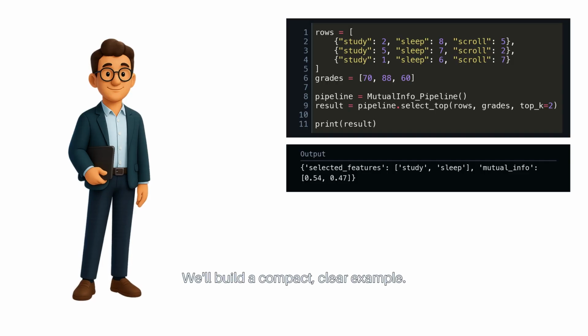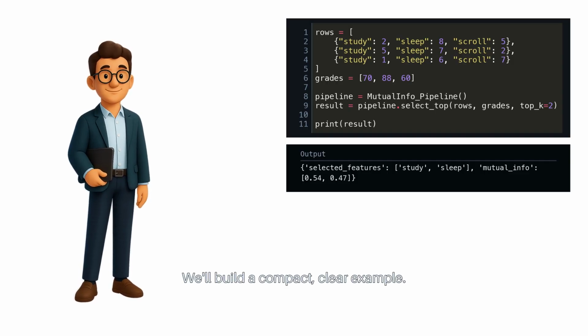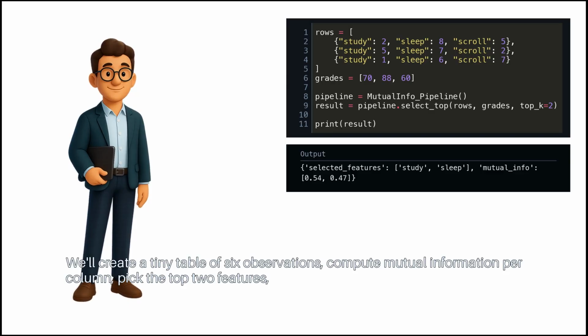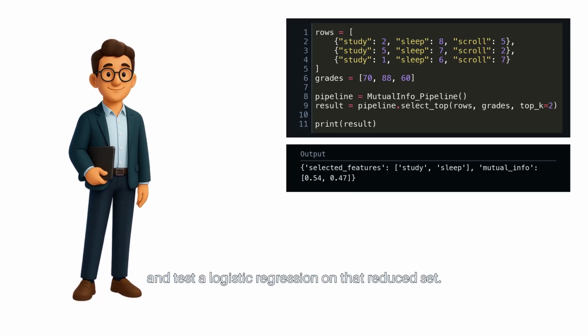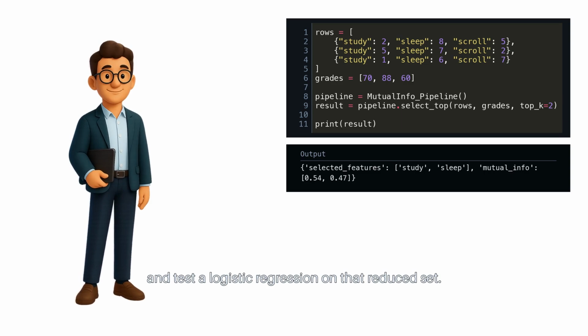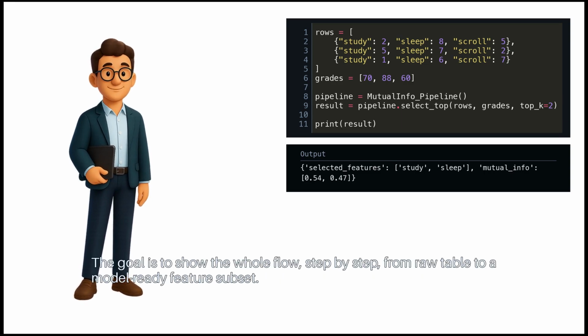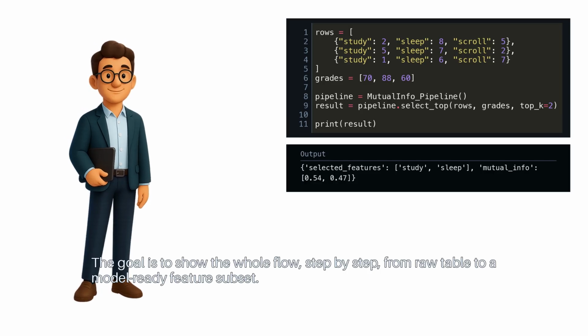We'll build a compact, clear example. We'll create a tiny table of 6 observations, compute mutual information per column, pick the top 2 features, and test a logistic regression on that reduced set. The goal is to show the whole flow, step by step, from raw table to a model-ready feature subset.